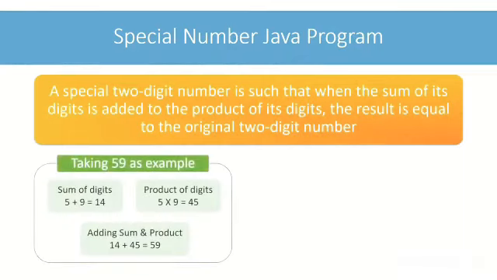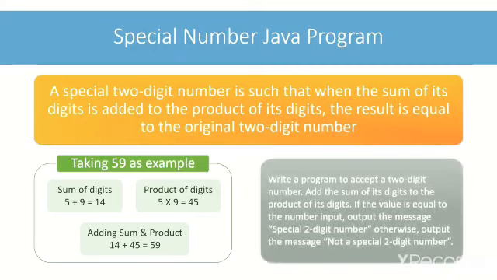Taking 59 as an example, the sum of its digits is 14 and the product of its digits is 45. When we add the sum and product of its digits, the result is 59, which is equal to the original number. So 59 is a special number. We need to write a program which will take a two-digit number as input and tell us if it is a special number or not.